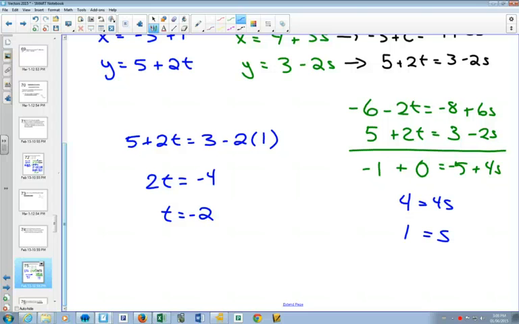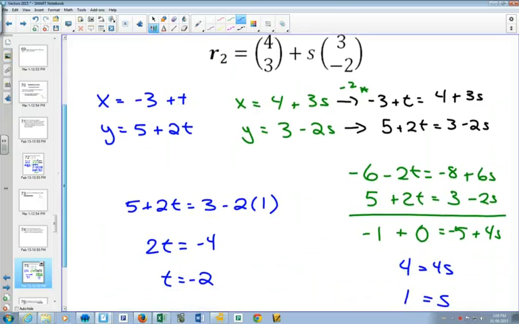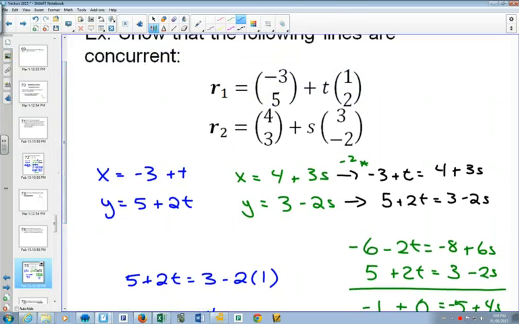So what happens is you're able to find a value for s and t. You're able to solve for it. And then if we want to find the actual point where it intersects, we can plug in either -2 for the t or 1 for the s. Notice that when you do that, here we're going to get 7 and 1. And here we're going to get something else.